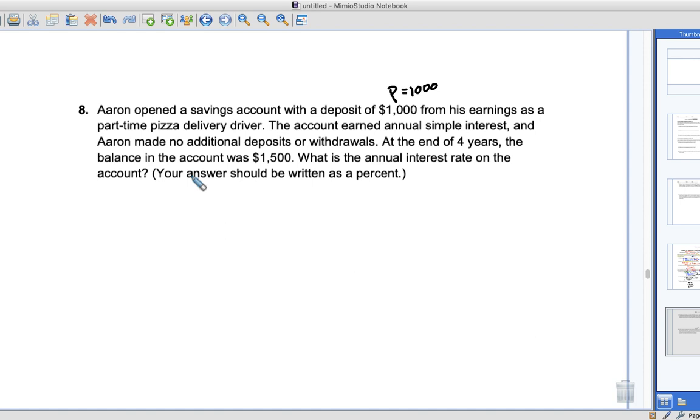Oh, I thought we were skipping 7. Yeah, we're on 8. We're going back. I thought we were skipping it completely. No, we'll go back to it.